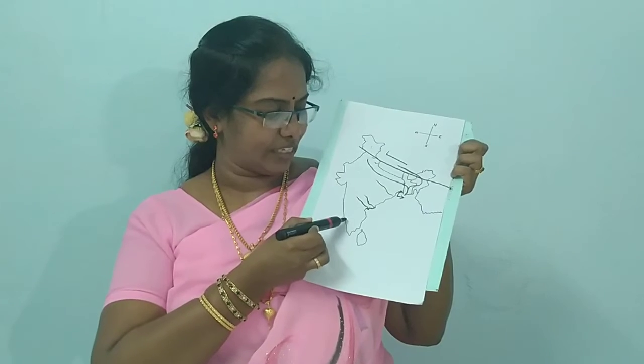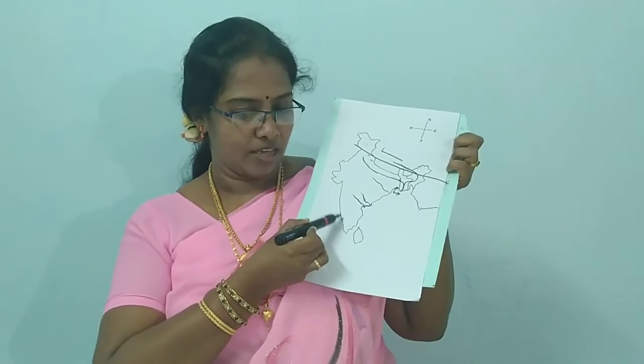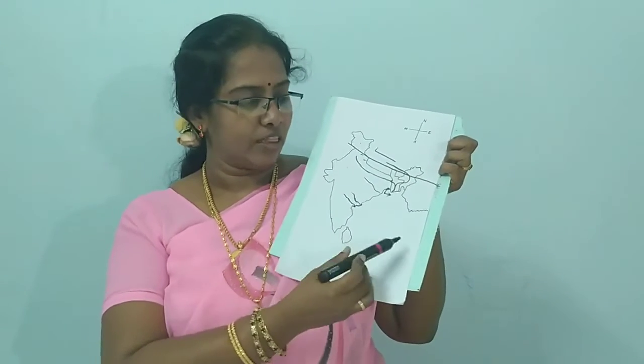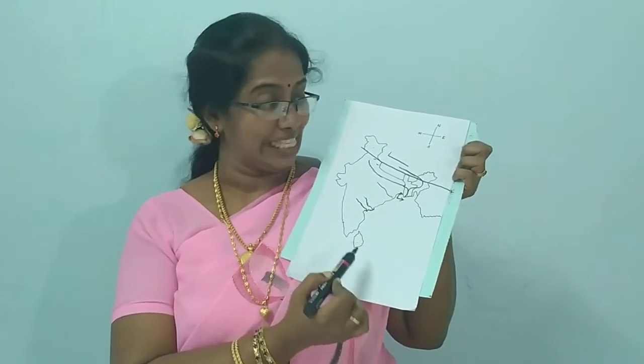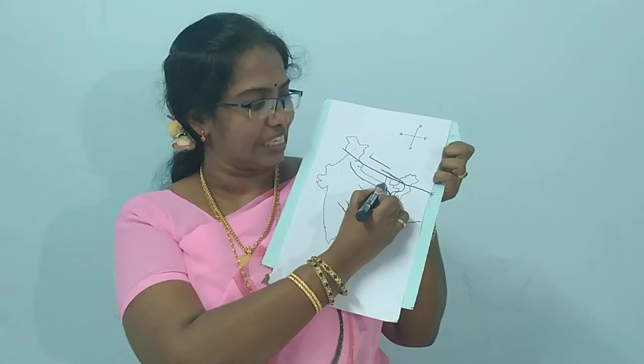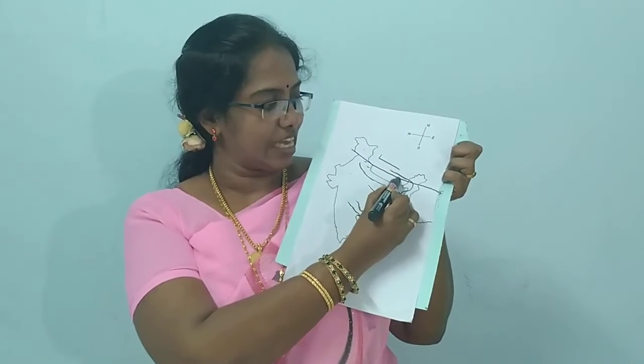Agastyamalai, where is it located? It is located in Kerala. Yes, Kerala. Then Great Nicobar, that is in Andaman and Nicobar. Kanchenjunga, this is Kanchenjunga. See, this is the area now.